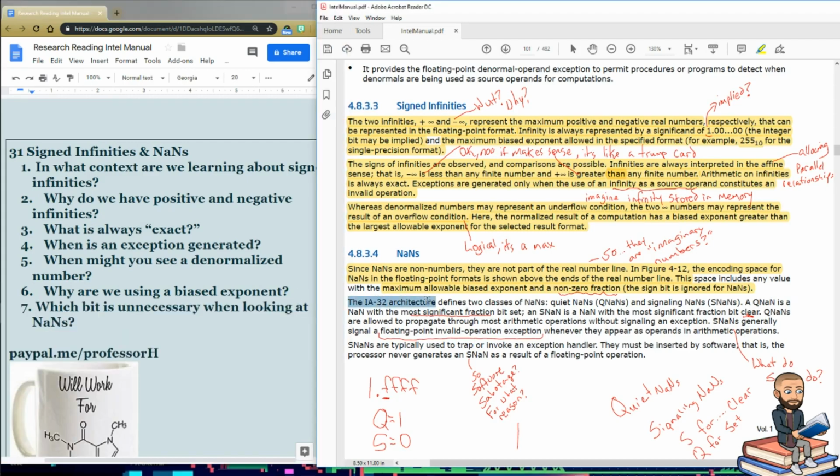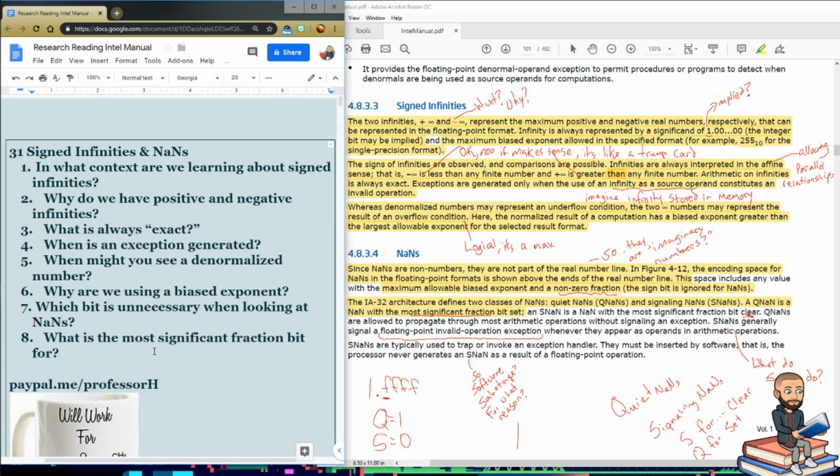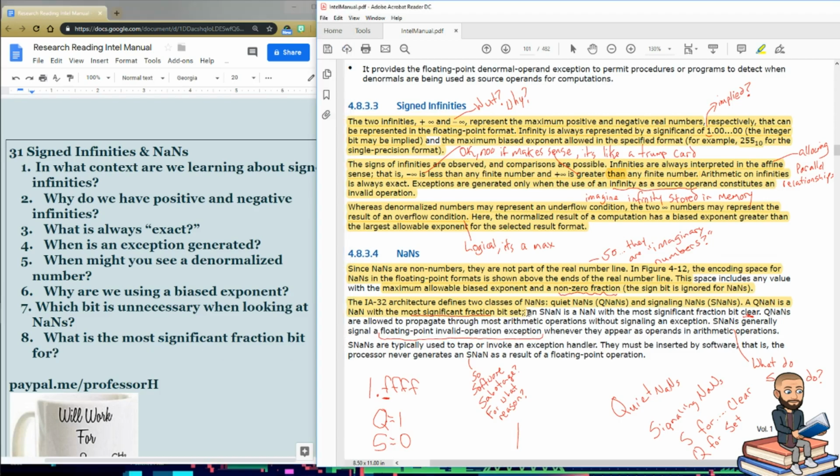So the IA32 architecture defines two classes of NaNs. You've got your quiet NaNs and you have signaling NaNs. And a quiet NaN, QNaN, is a NaN with the most significant fraction bit set. And so a good question is, what is the most significant fraction bit for? We haven't seen that in the manual yet. Apparently it's so we know we're looking at a QNaN. And not surprisingly, an SNaN is a NaN with the most significant fraction bit cleared. So 1 for QNaN and 0 for an SNaN.